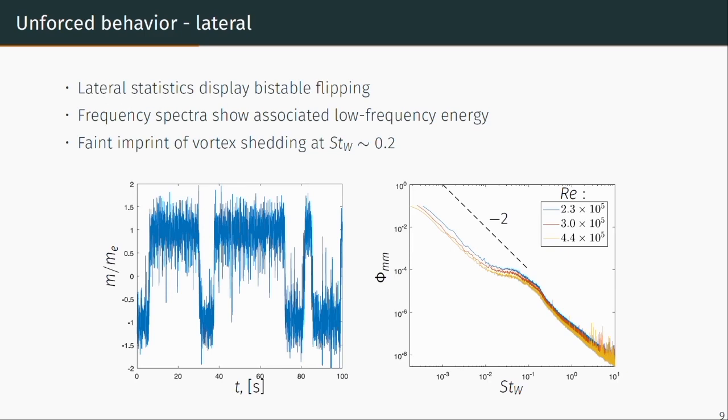If we look at the frequency spectrum associated with this time series, you see a lot of low frequency energy and this -2 exponent corresponding to this bistable flipping process. Also, perhaps much less clear, at roughly Strouhal 0.2, the vortex shedding frequency, you see a kind of corner frequency in the spectrum. So this shedding behavior is still present in the wake. It's much clearer if you were to look at velocity measurements, for example, but it is still somehow present in these pressure measurements that we take.